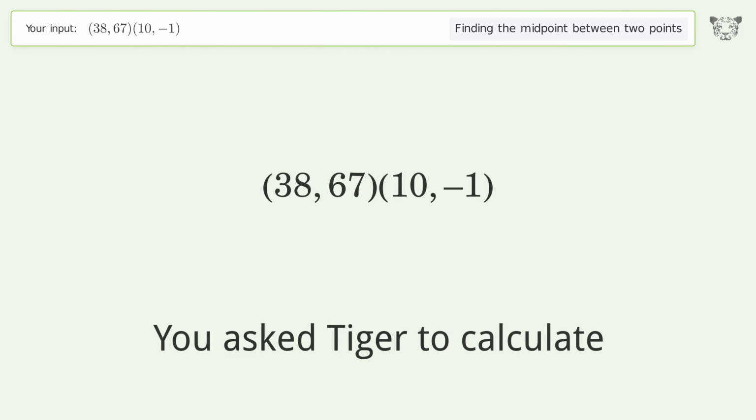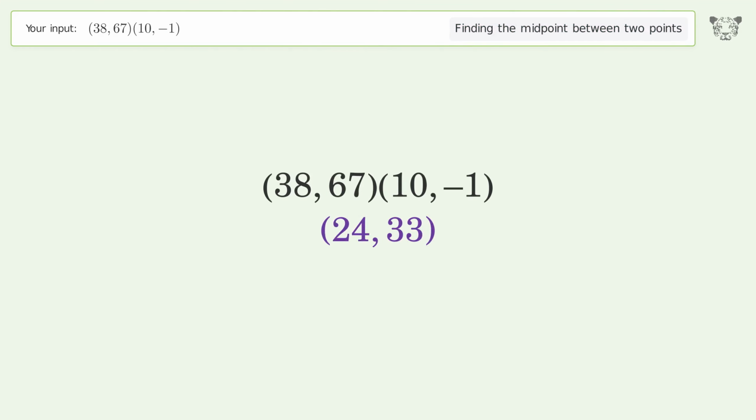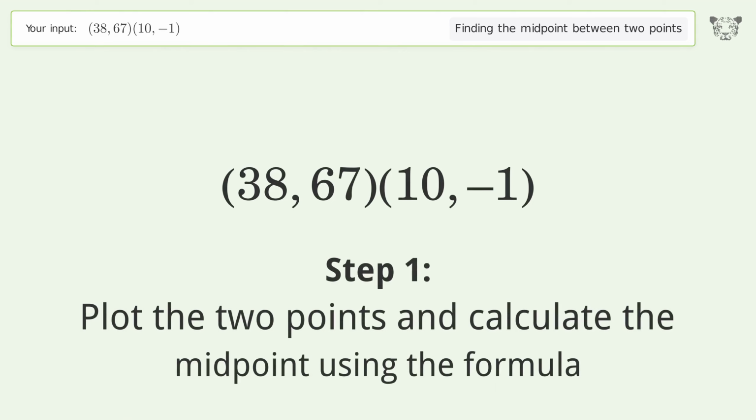You ask Tiger to calculate. This deals with finding the midpoint between 2 points. The midpoint between the 2 points is 24,33. Let's solve it step by step. Plot the 2 points and calculate the midpoint using the formula.